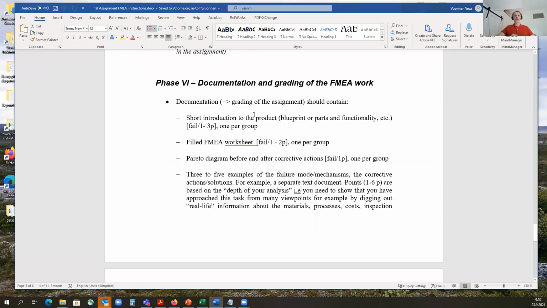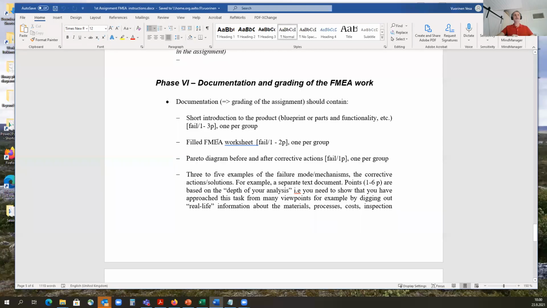So what is the grading? Because this is important, of course, from your point of view. So you need to have, for one group, if you do alone, of course, then you do it alone. But if you do it in a group, then you have a short introduction of the product. So you need to tell me what is the product, how it's used, what kind of parts it's made of, how it's operated, and so on. And that is a maximum of 3 points. And it's 1 per group.